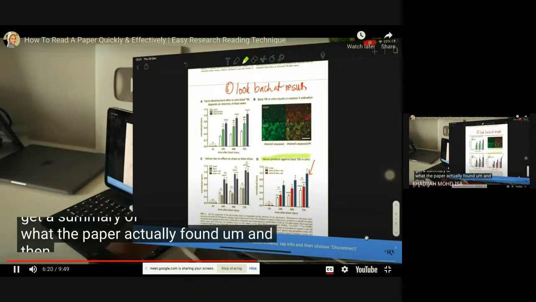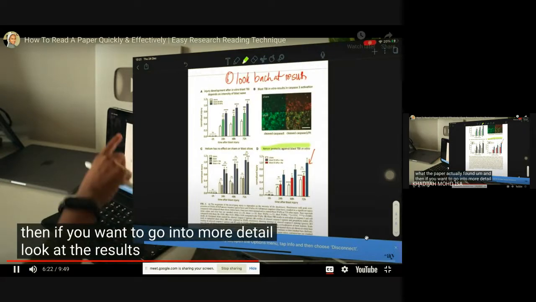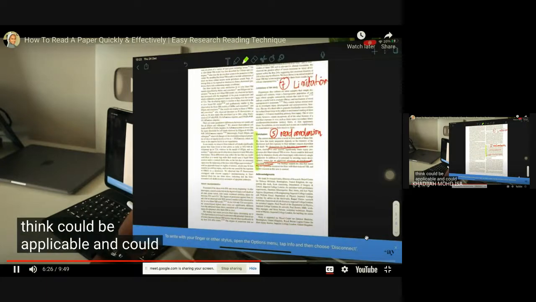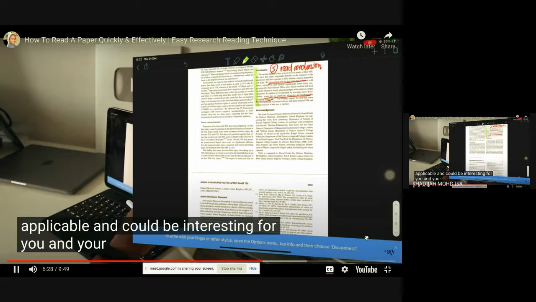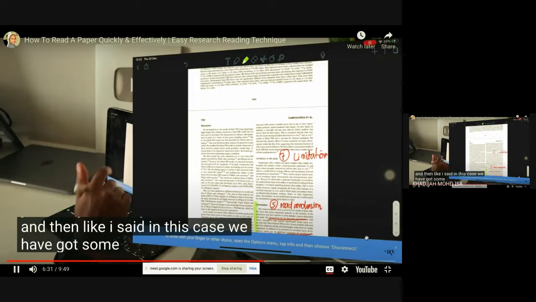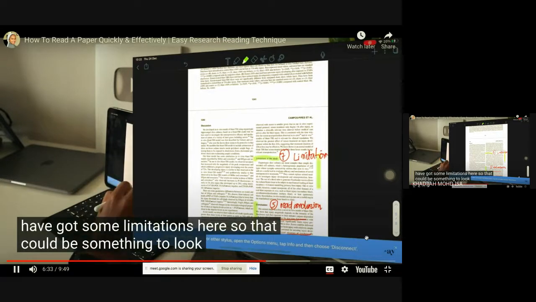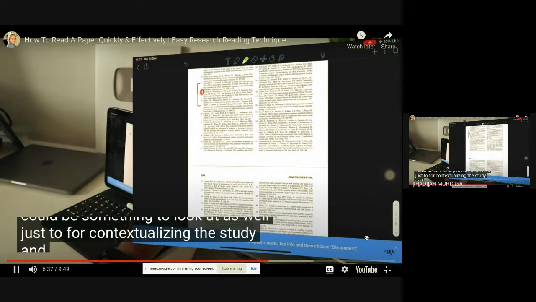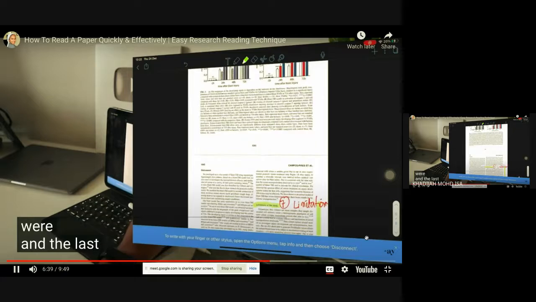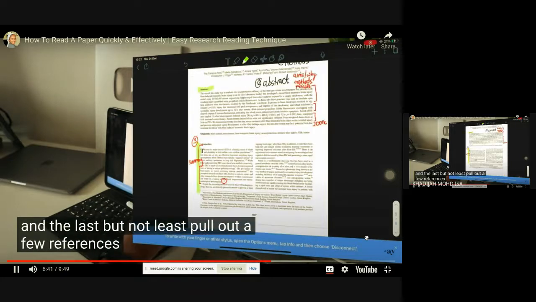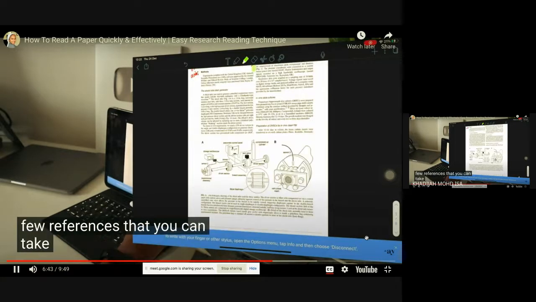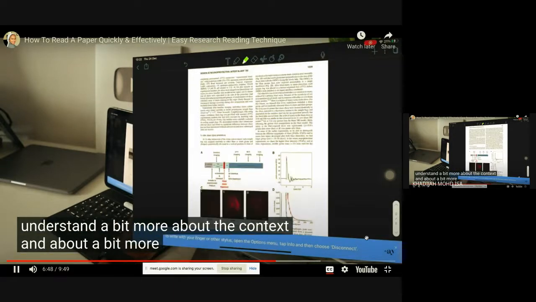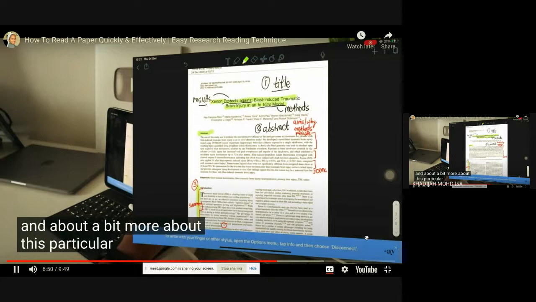And then if you want to go into more detail, look at the results and try to identify and pull out some key results that you think could be applicable and could be interesting for you and your study. And then, like I said, in this case, we have got some limitations here, so that could be something to look at as well, just for contextualizing the study and understanding what the challenges were. And then last but not least, pull out a few references that you can take on and keep on reading to understand a bit more about the context and a bit more about this particular research field and what else there is out there.